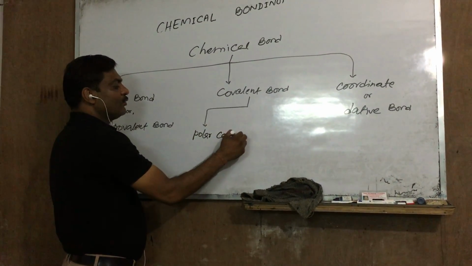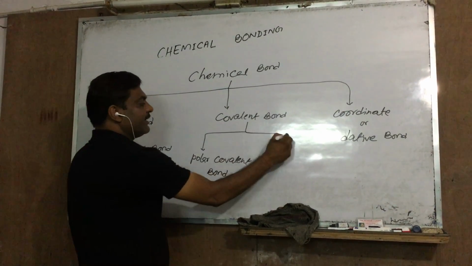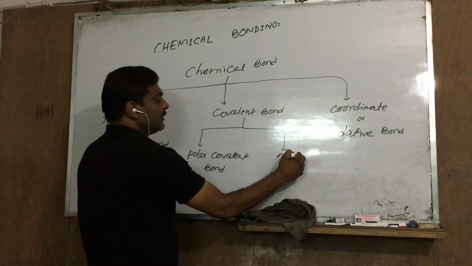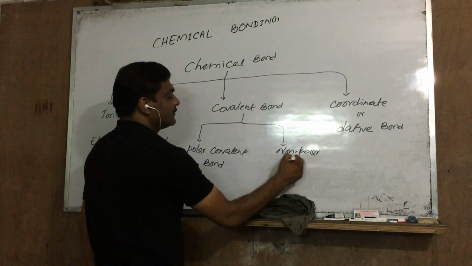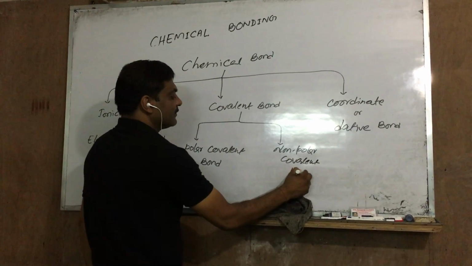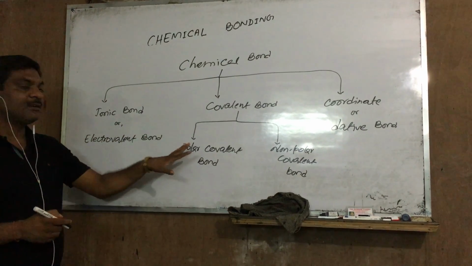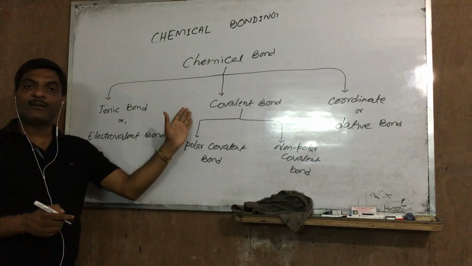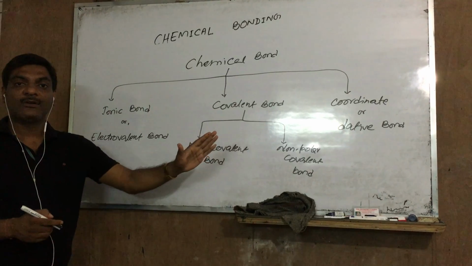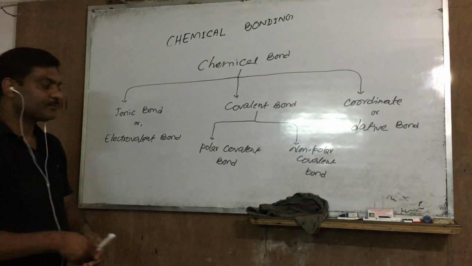polar covalent bond, and the second is non-polar covalent bond. So there are three types of bond: ionic bond, covalent bond, and coordinate bond. Now we will discuss all these bonds individually.